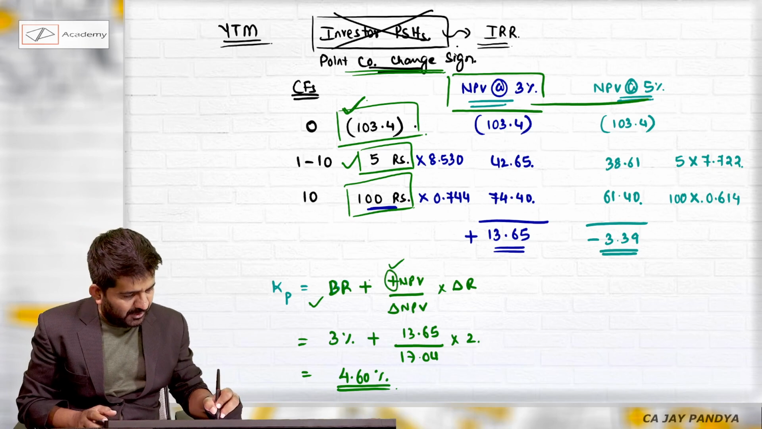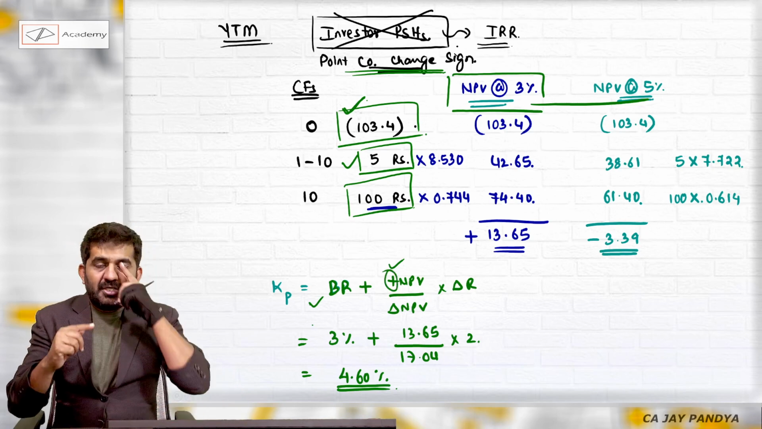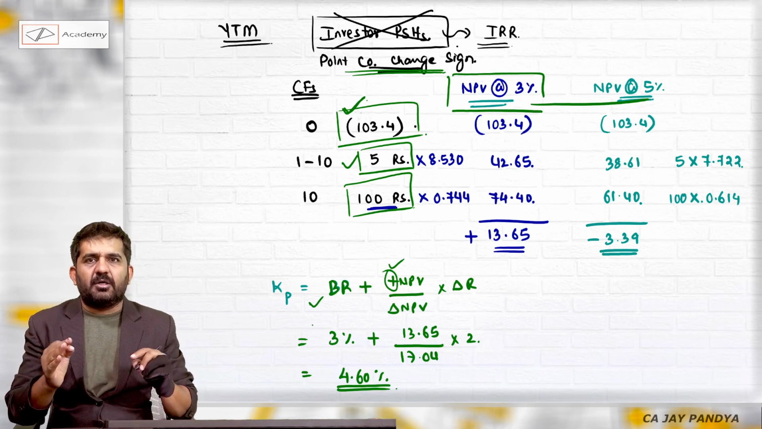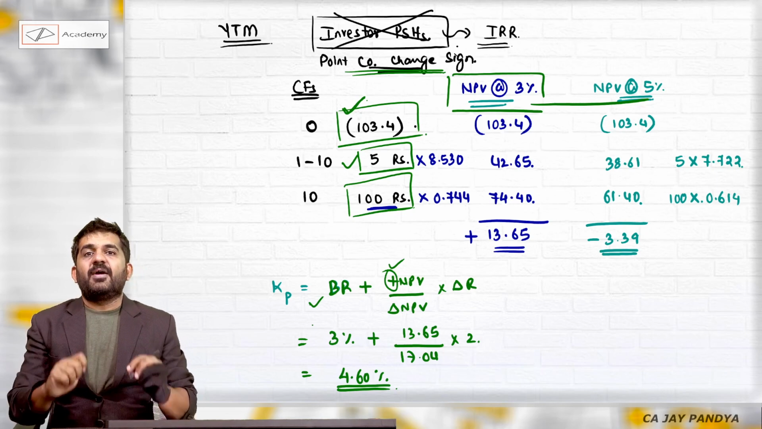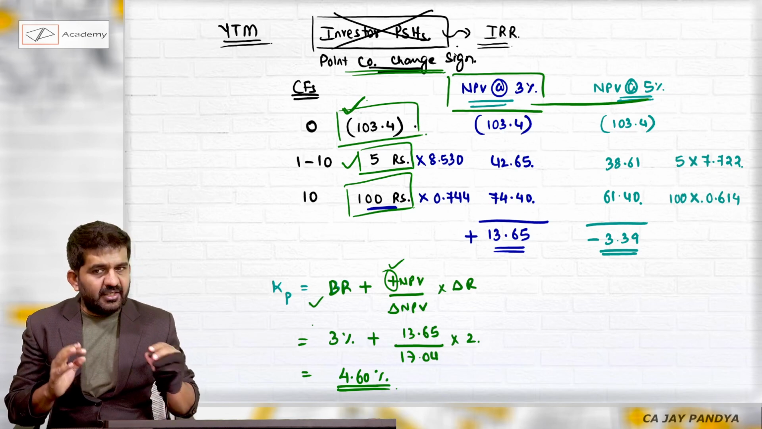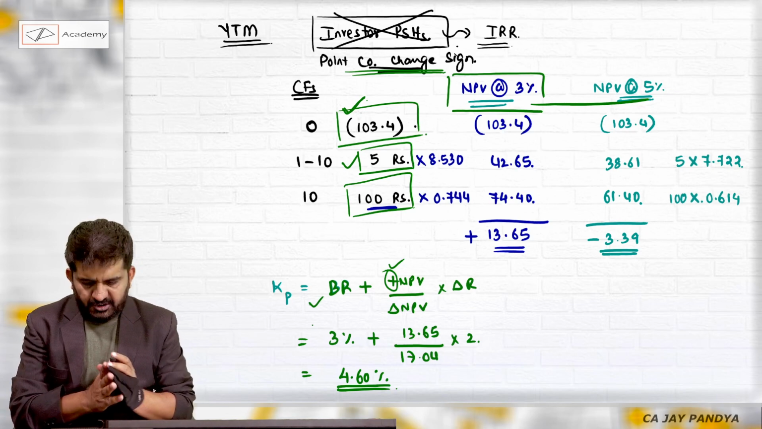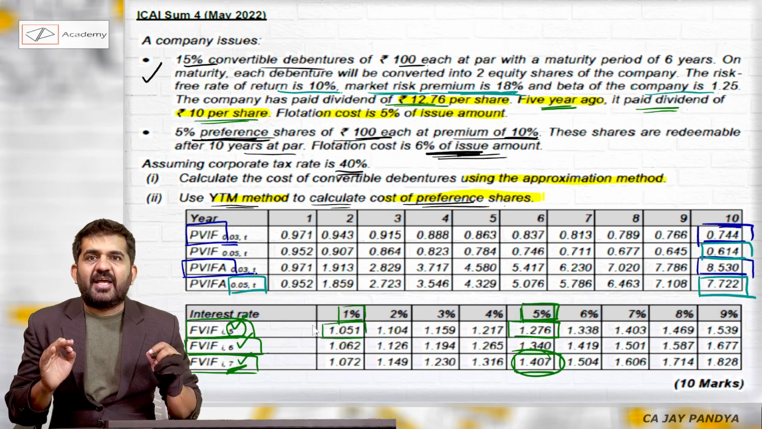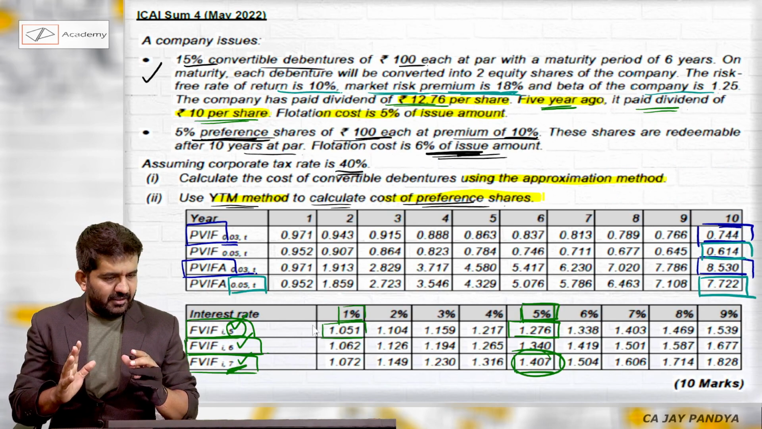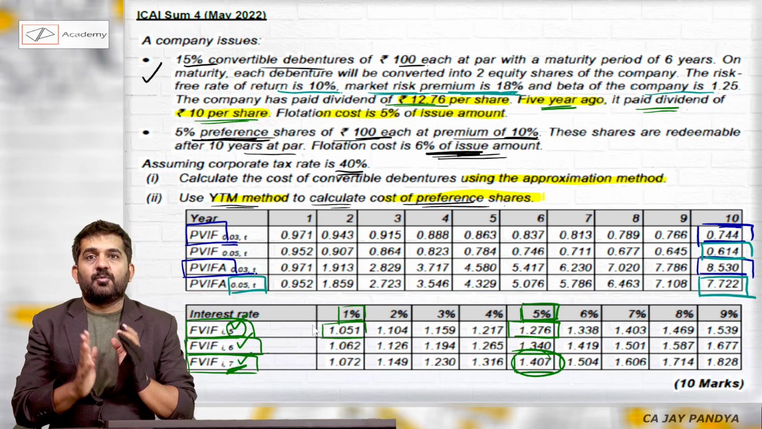Otherwise, here you will have to take negative NPV. From the point of view of the company, positive will become negative, negative will become positive in cash flow. Find out IRR. Your IRR is nothing but your cost. In this case, cost of preference shares. One of the excellent 10 marks questions which was asked in May 2022, 10 marks for cost of capital.